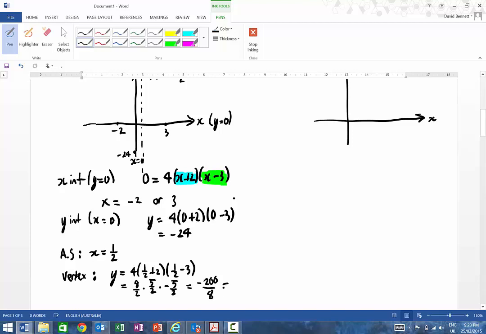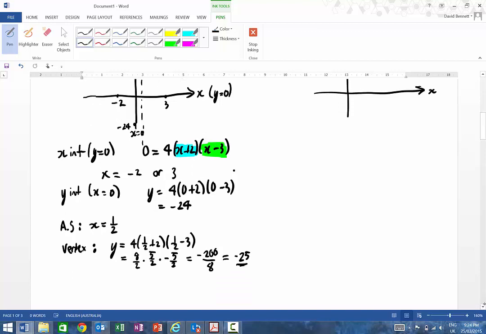Okay, now I think you can see there's a common factor of 4 in there. So that's going to be, well, how many times is 8 going to 200? That's the other question. I think you're going to get a value of negative 25. Okay, so therefore what I've now got is my vertice point. My vertice point is going to be simply a half and minus 25.